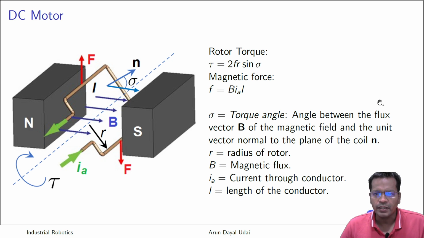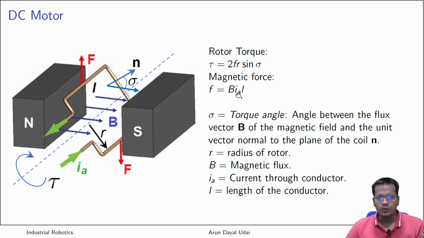So now you see, if you want to control the torque of a DC motor, you can directly control the current. Why? Because torque, rest everything is constant. Torque is equal to 2Fr sine sigma. What is F? F is equal to BIL. Field B is always constant. Why? Because these are permanent magnets. Even if it is a shunt or a different type of motor, if it is an electromagnet, that current is always maintained constant, so that what you see is a constant magnetic field all the time.